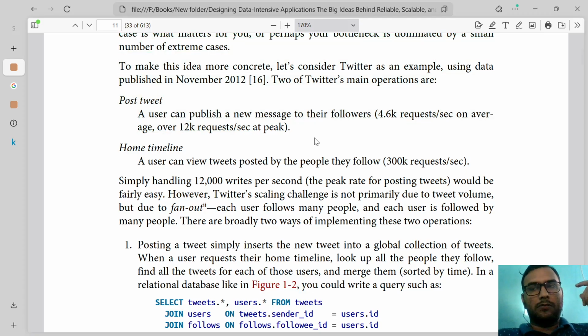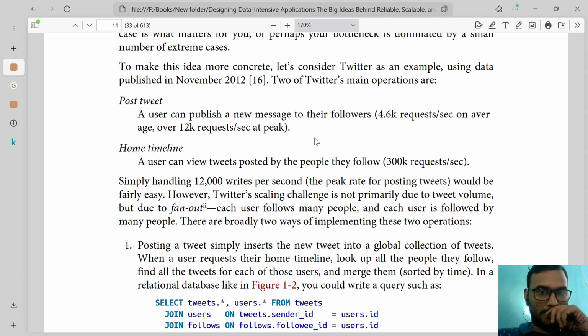Post tweet means there is a write operation in the DB, because whenever you are posting a tweet, there are two users. One who is creating the tweet, I am creating the tweet, so that will be the first write operation. And the second part of it is that the same tweet should be visible to my followers. So that tweet also should be shown in the home timeline. So that is where it comes.